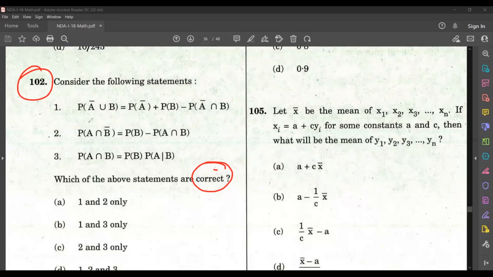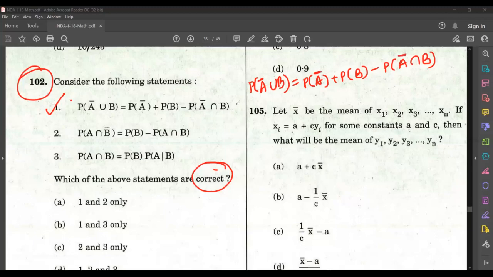Okay. So first come to the first statement, that is directly from our formula, isn't it? What is P of A union B? P of A union B is P of A plus P of B minus P of A intersection B. So if here it is bar, here also bar, here also bar, the first statement is correct. Now coming to this one.